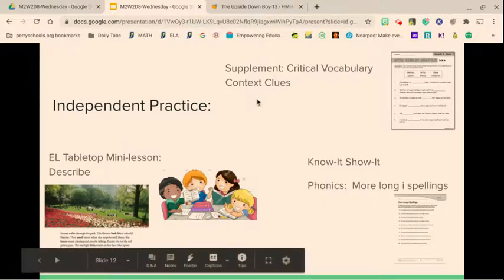Your other activities that you'll have are some vocabulary or spelling, and then another activity where you are describing some things. If you have any questions, just let me know.